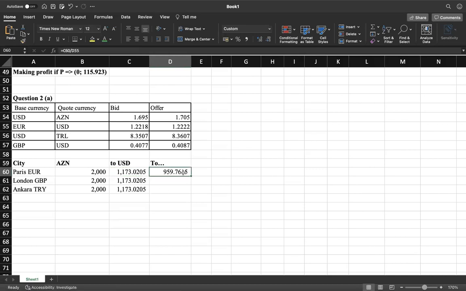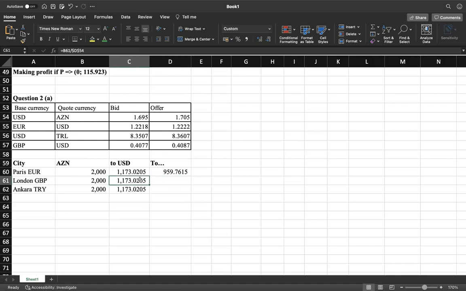Why is it in the middle? Okay. So my 2000 AZN is equal to 1173 USD and 959 euro. We will use the same way to calculate GBP.